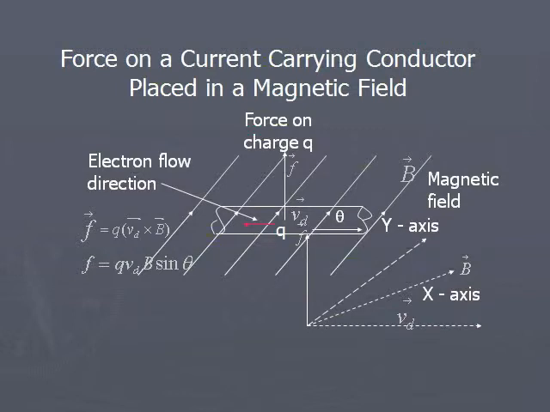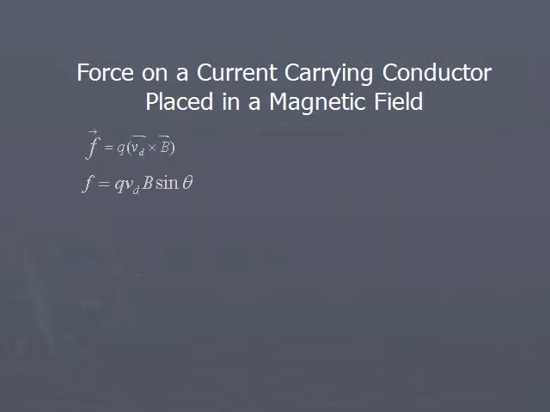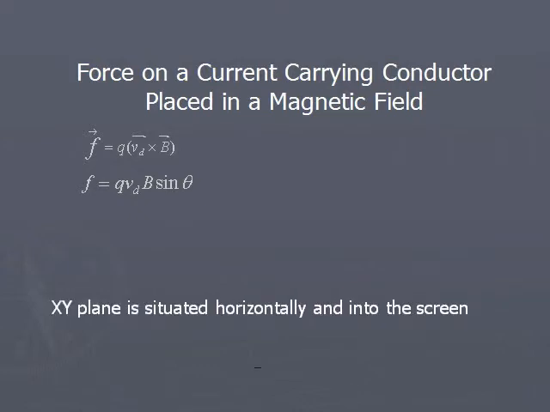But the angle between Vd and B is theta, therefore the magnitude of the force is equal to QVdB sin theta. The magnitude of the force F is equal to QVdB sin theta. Now the force, the motion of the charged particles and magnetic field can be shown separately in the graph shown below.